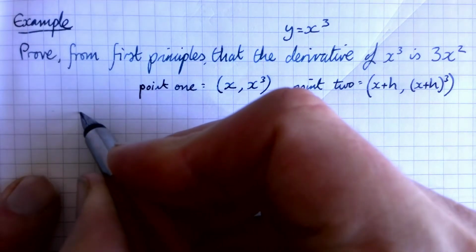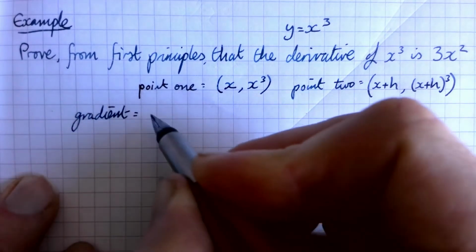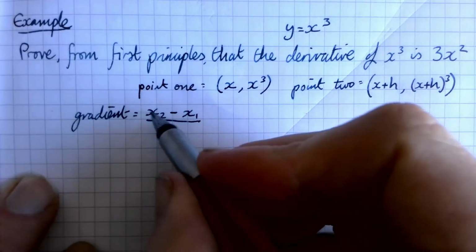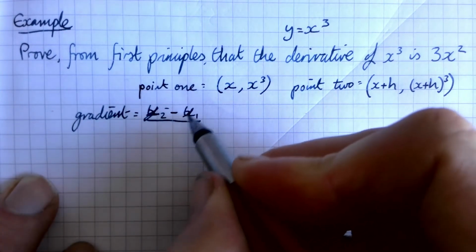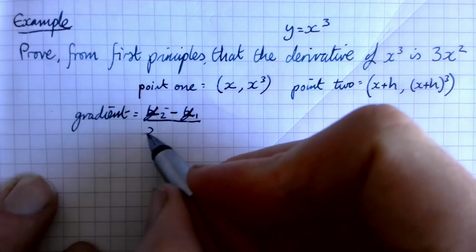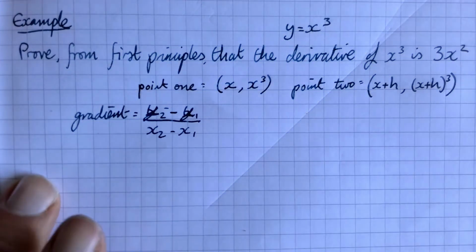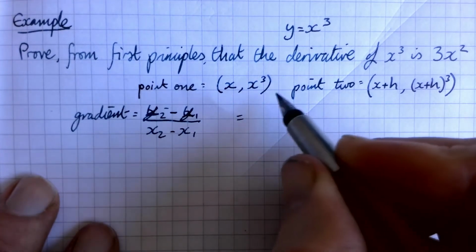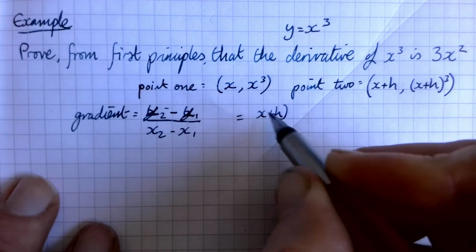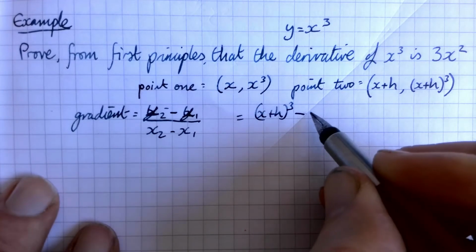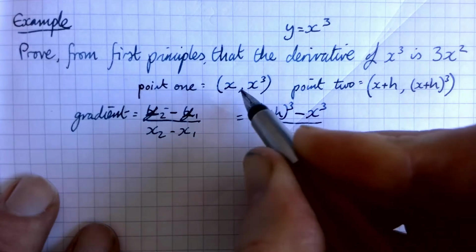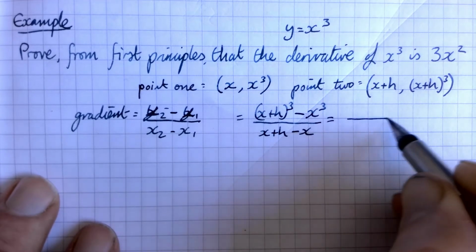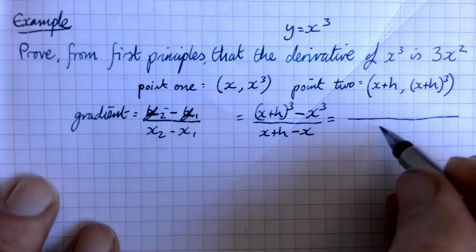So remember, gradient we get by taking our first y value, because it's the vertical change over the horizontal change, and then we do the same with the x values. So we're going to do that with what we've got just here. The gradient is going to be x plus h all cubed, take away the other y value which was x cubed, and on the bottom, much simpler, x plus h take x. Let's deal with that bit at the bottom first. That's just going to be h, isn't it?